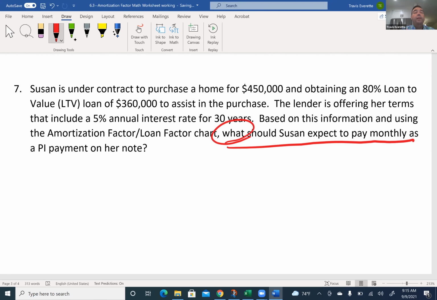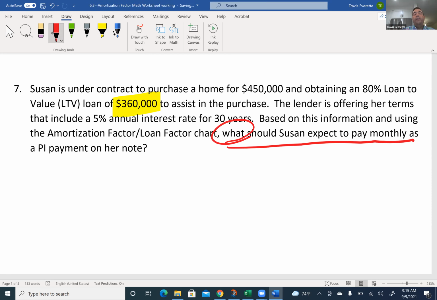What's her monthly payment? So that tells me right there, I've got to go to the chart, because anytime I need the monthly payment, that's what the chart's for. The chart is there to help us get the monthly payment. So let's look at what's going to be important about this loan. She's obtaining a loan for $360,000.